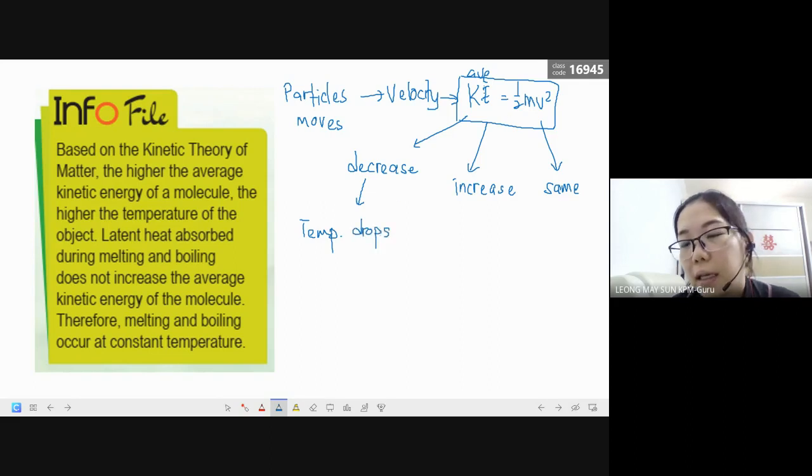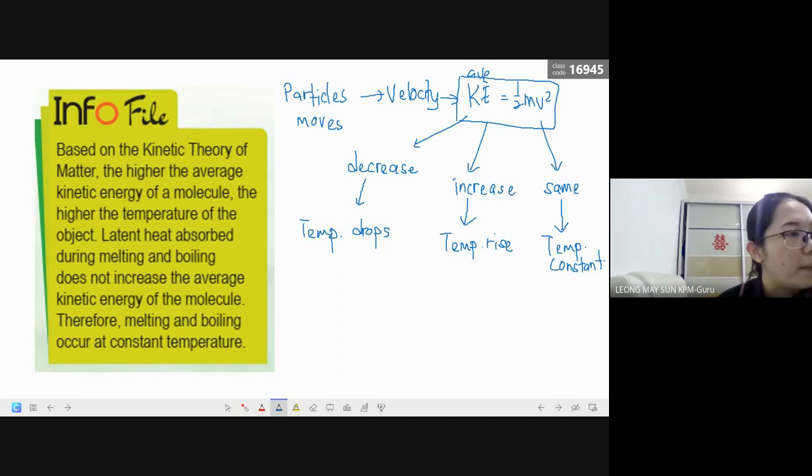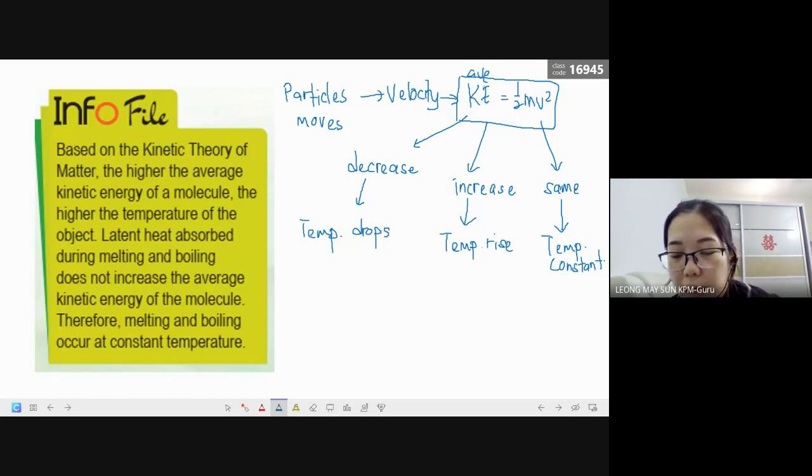And then if the kinetic energy increases, normally the temperature will rise. And if it remains the same, the temperature will actually be constant. I think I actually wrote it a little bit differently in class, I wrote the temperature changes first or something like that, but it's still the same, interchangeable, and interrelated. Anyhow, the kinetic energy will also relate to the temperature.